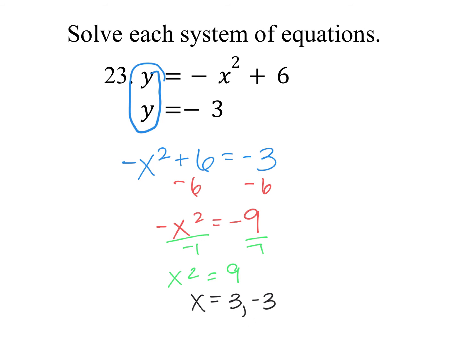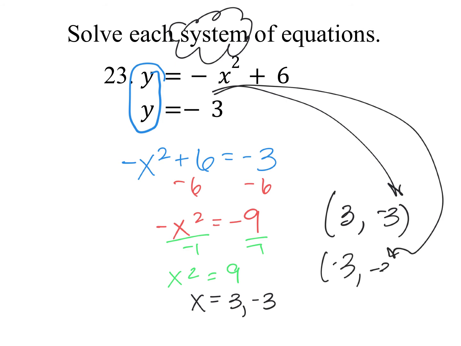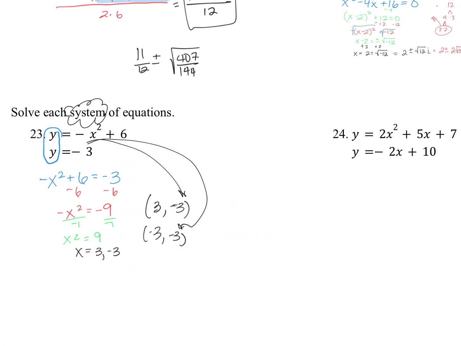Now the problem is a system has to have an x and a y value. So we go, when x is 3, plug it in. Oh, look, y is also negative 3 there. And when x is negative 3, y is negative 3 there. So these would be the 2 points on the graph where they crossed.